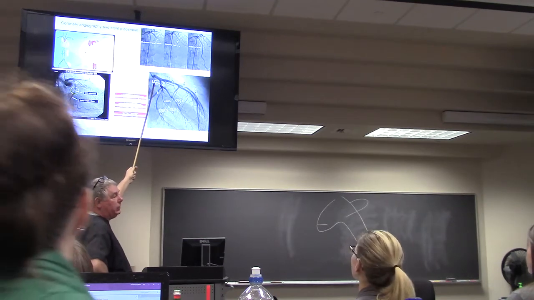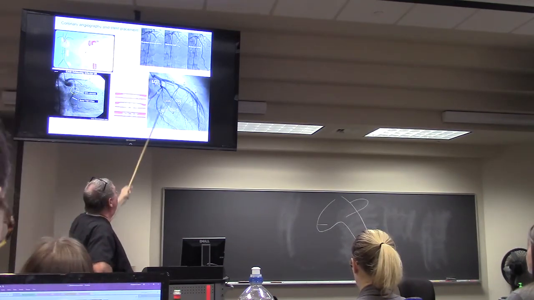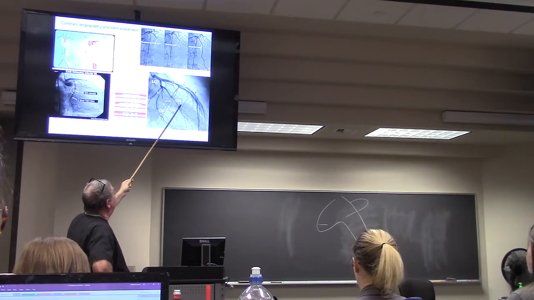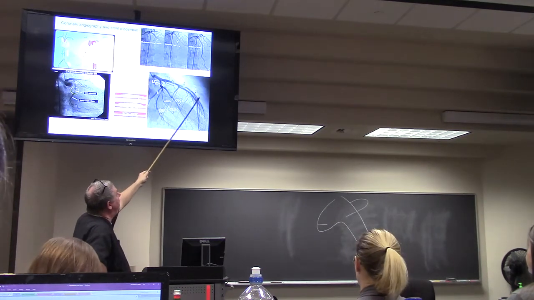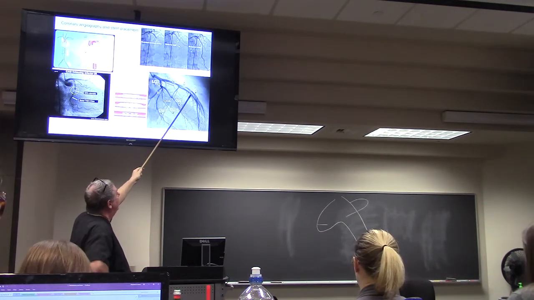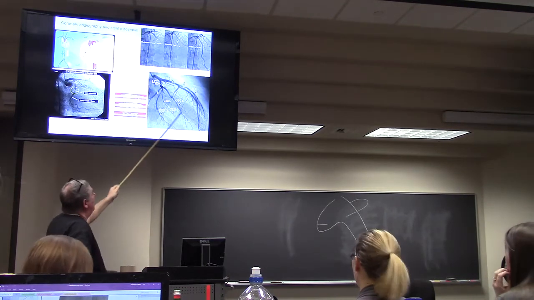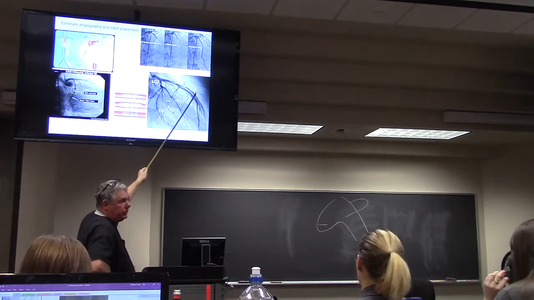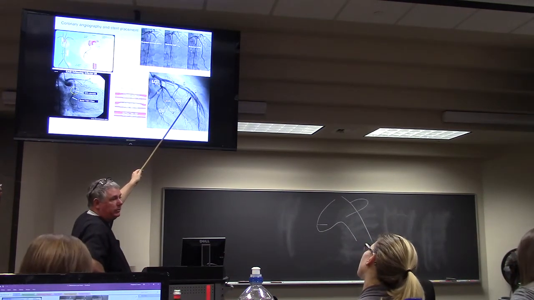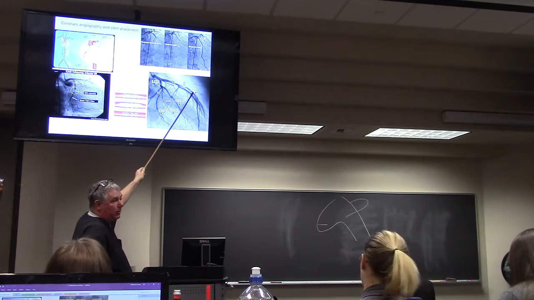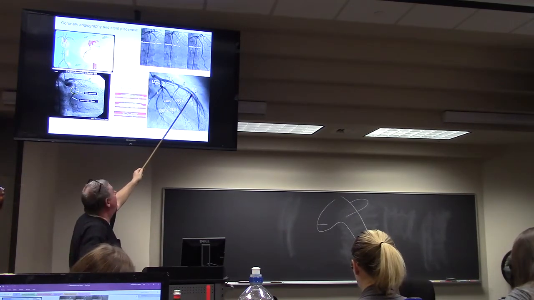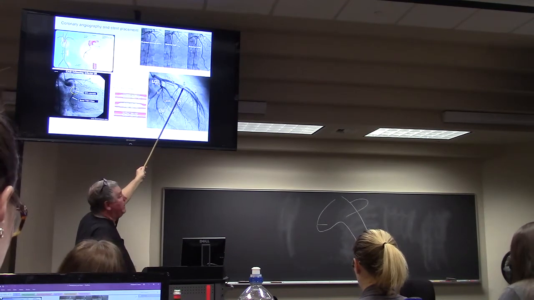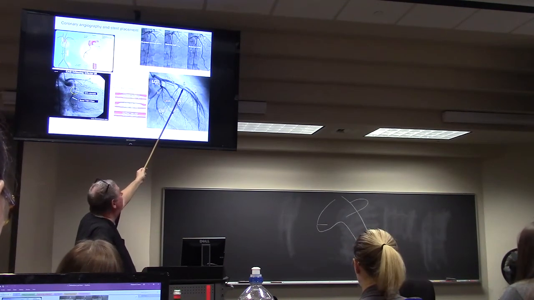LCX stands for left circumflex. They have these median arteries here you don't have to worry about. There is a left diagonal branch here, just like there's a left marginal branch, just like there's a right marginal branch. It's also called the diagonal off the left coronary. You can see here that it's occluded with atherosclerosis.